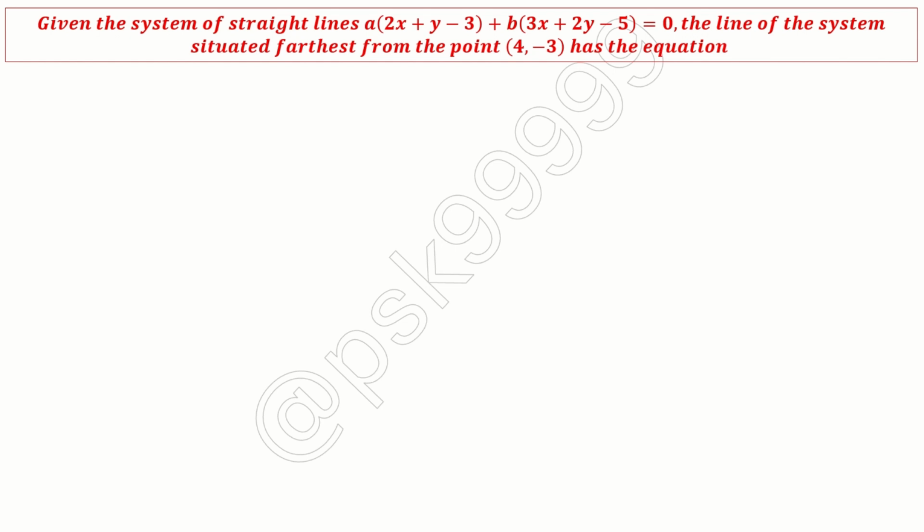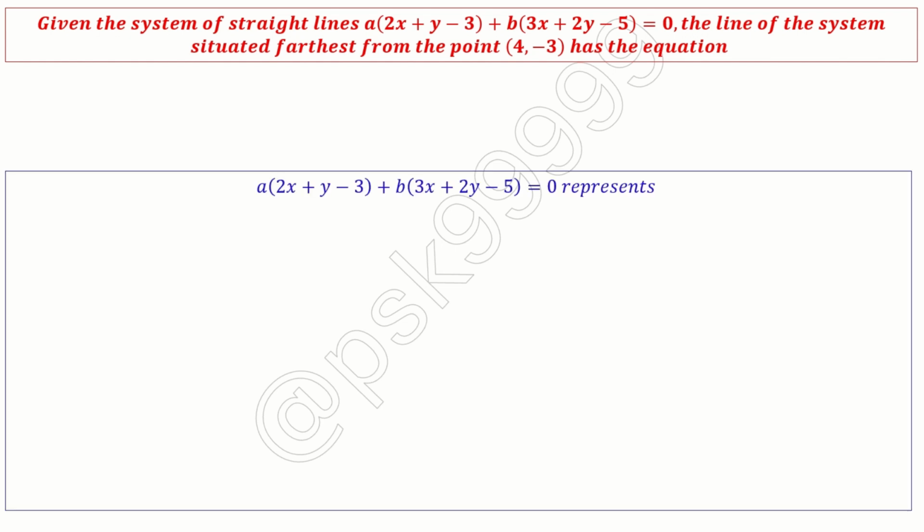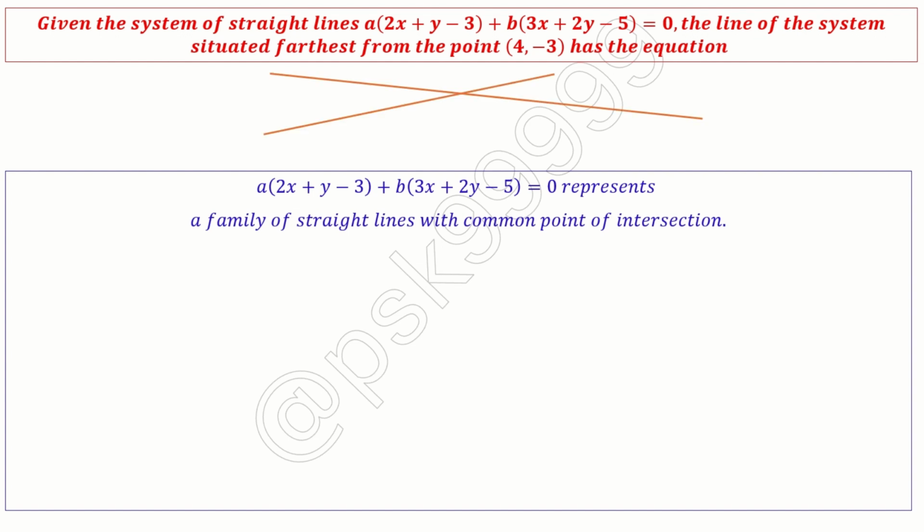So to understand that, I'll explain in a diagram. This represents a family of straight lines with a common point of intersection. So like this, some two lines basically. One is 2x + y - 3 = 0, the other one is 3x + 2y - 5 = 0. We can easily find the concurrency point between these two lines.